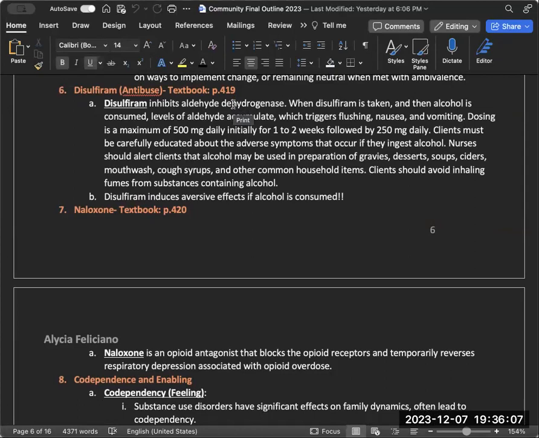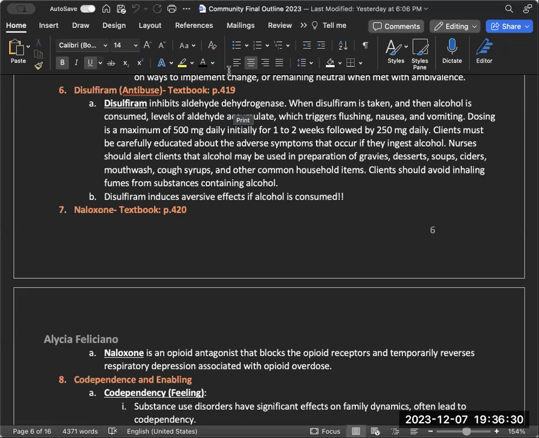And it said in the textbook that nurses should alert clients that alcohol may be used in preparation of gravies, desserts, soups, ciders, mouthwash, cough syrups, and other common household items. Clients should avoid inhaling fumes from substances containing alcohol. They cannot have anything that contains alcohol because this drug is going to be an aversive effect. It's going to make them not like it at all.